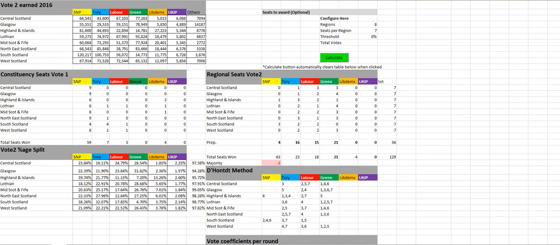And that's because they didn't win anything. They had quite a high number of votes. They haven't won any seats because they wouldn't win anything on the constituency vote, but they're getting a huge number of votes on vote 2.